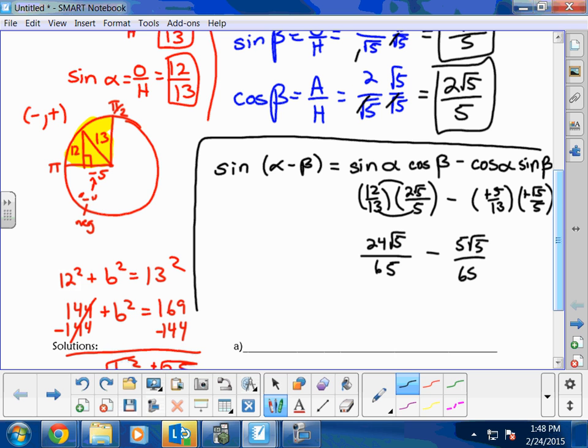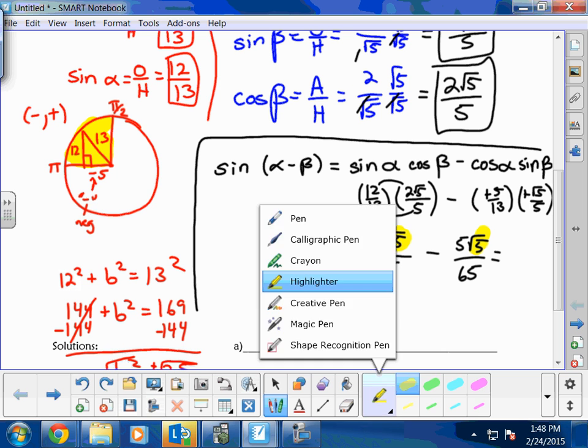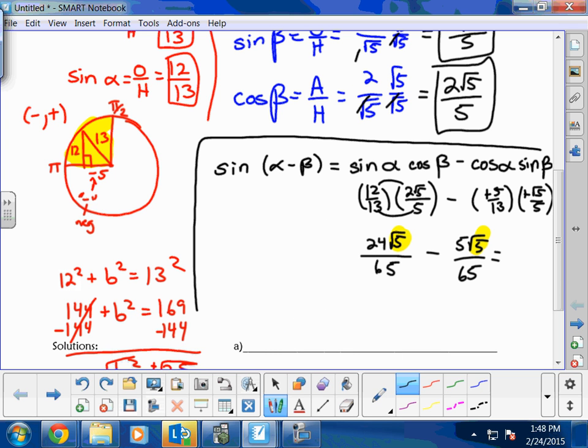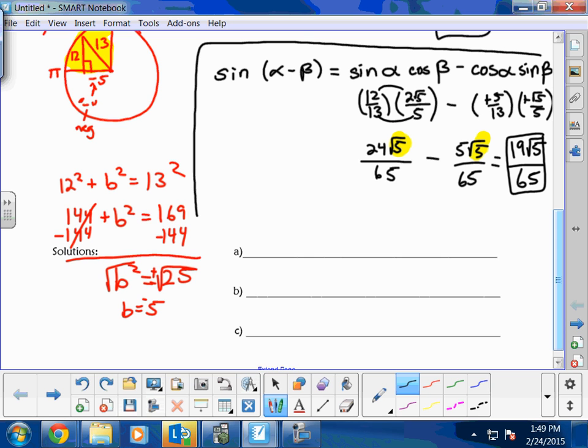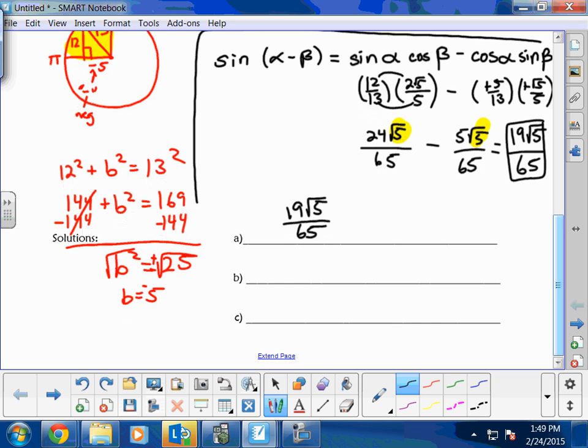over 65. Now with this one, they have a common denominator, which means that I could go ahead and subtract them both. And one thing in particular with this one, let me highlight it. If you have these terms the same, the radicals, if they're the same, you're able to combine them. It is unique in this case, so we're able to do that, and this becomes 19 square root of 5 over 65 as your answer. So with this one, A is going to be that answer, 19 square root of 5 over 65. Can't be reduced anymore.